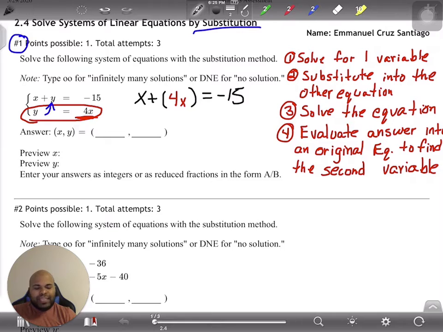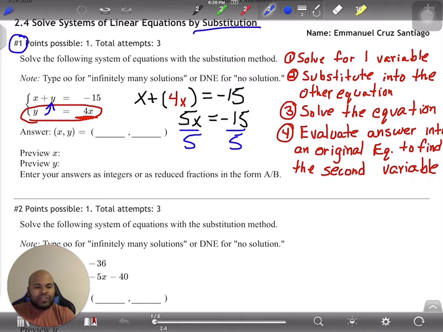Now this right here, it's perfect because it's one equation in one variable that I can easily solve. X plus 4x is 5x. So I'm going to combine like terms, and this equals negative 15. And x is not by itself because it's being multiplied by 5. So I'm going to use my inverse operation and divide by 5. And that's going to give me that x equals negative 3. So x equals negative 3. Perfect. I found x. X is negative 3.